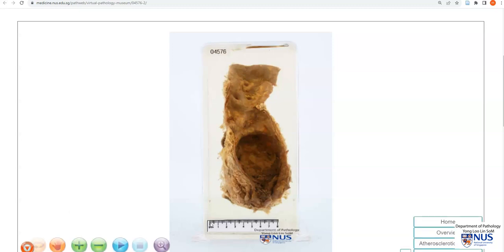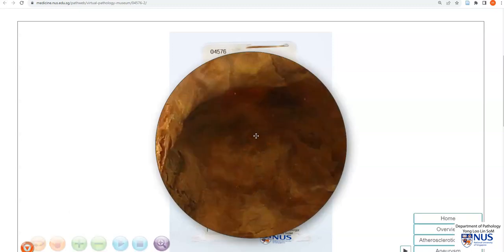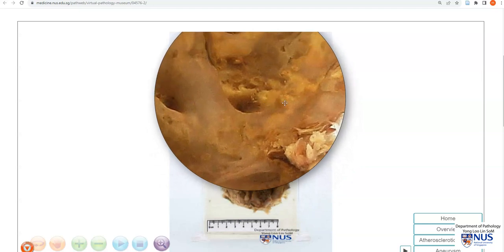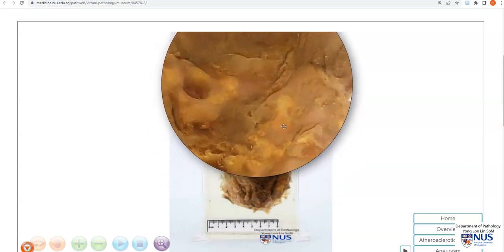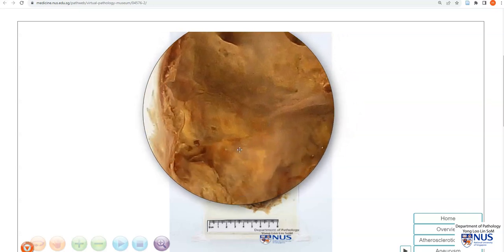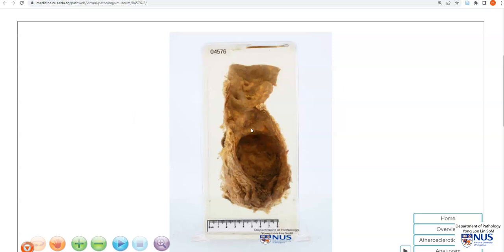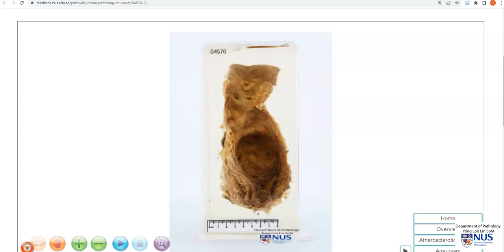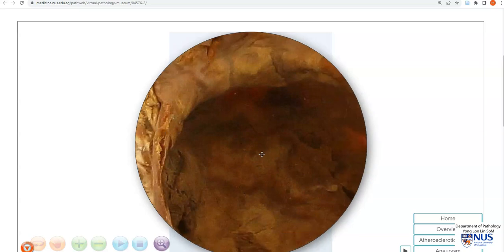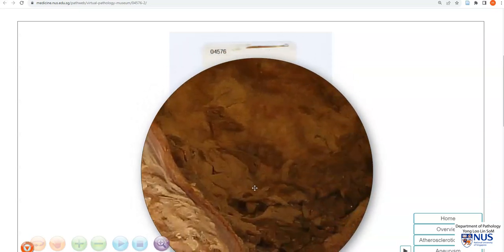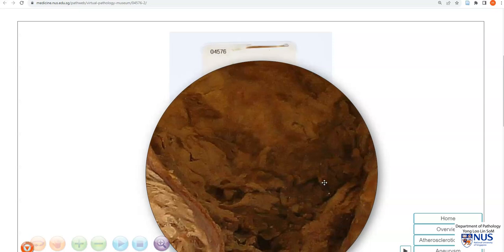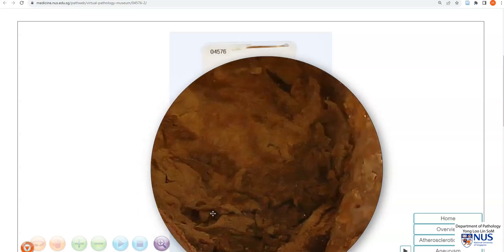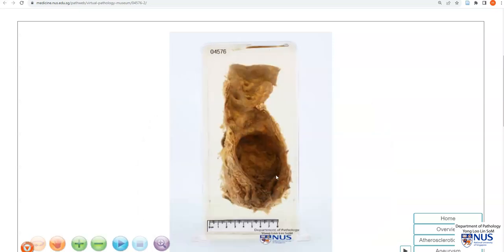We can see that the wall of the aorta has very prominent yellowish atherosclerotic plaques, and therefore we can already surmise that the underlying condition here is atherosclerosis, and here is the area of saccular dilatation and aneurysm formation. So if we look carefully, we can actually appreciate that there are some brownish areas here, and this is an area of thrombus formation already. So there is a danger of thromboembolism.